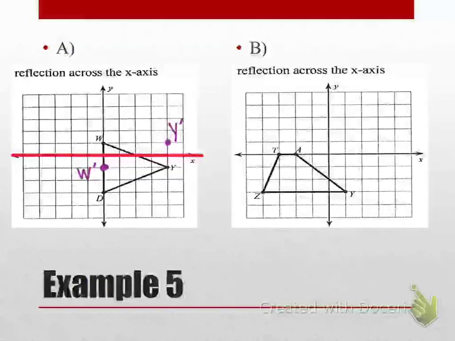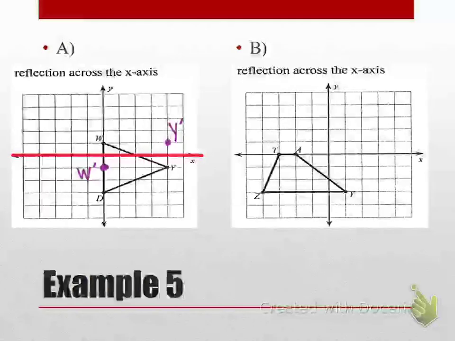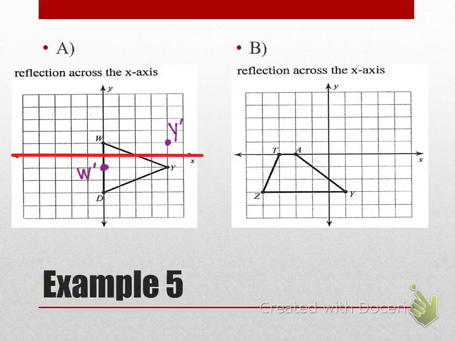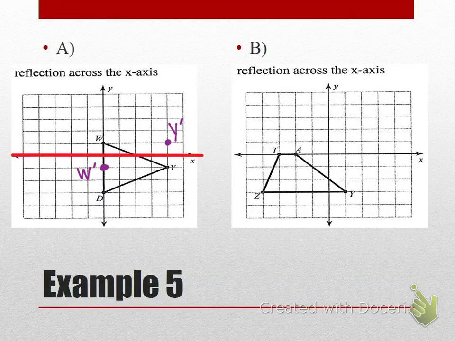There's my Y prime. And last but not least, we have point D. Where do you think that's going to land? Above, 3 above the x-axis. Good. It was 1, 2, 3 below. So we're going to go 3 above. 1, 2, 3 above. That'll get me my D prime. Then we just have to connect our points to form our triangle again.